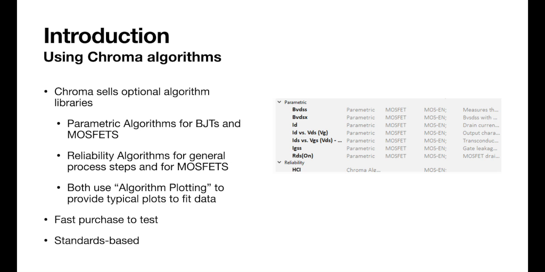Hyperion offers libraries of pre-written, pre-validated test algorithms, typically used in industry. These libraries allow customers to get to testing and creating test data quickly. The Parametric library has most common algorithms used to characterize MOSFETs and BJTs. The Reliability library has most common algorithms used to characterize dielectric, metal line, and MOSFET reliability.